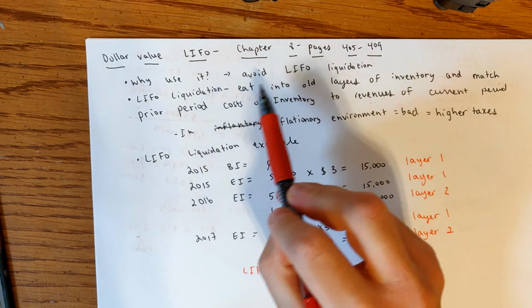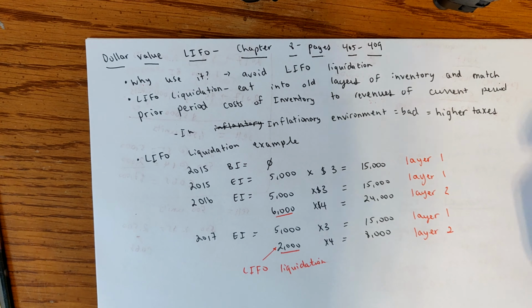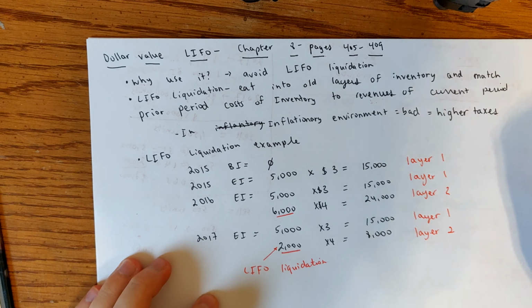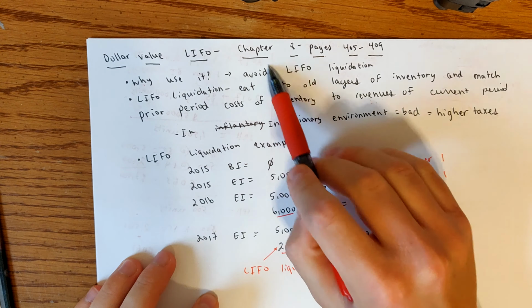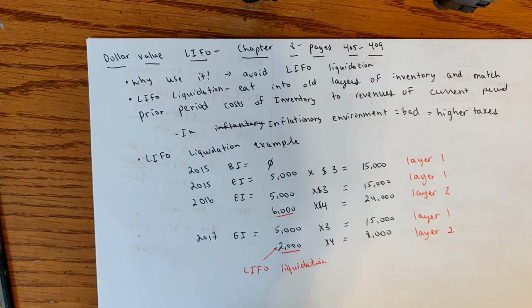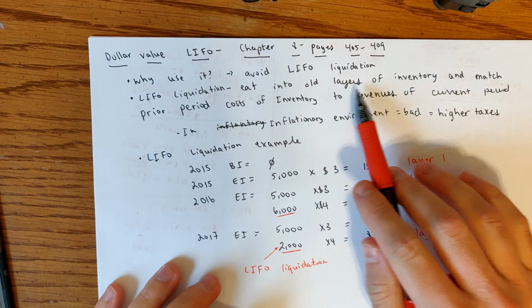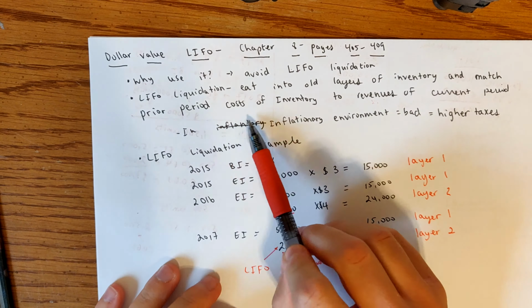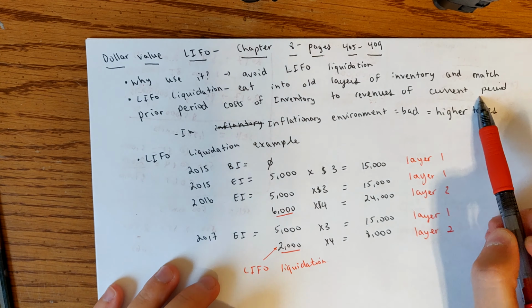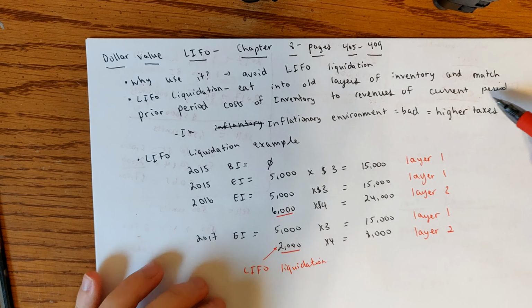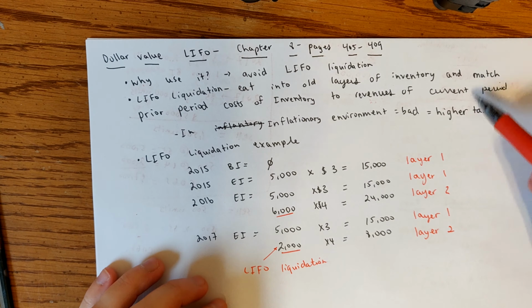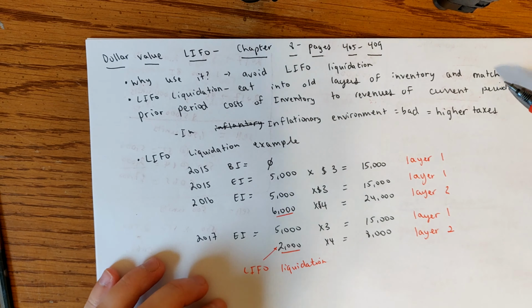So the first thing is, why would we use dollar value LIFO? It's more complex than regular LIFO, so we have to have a justification for using it. The main reason is that we can avoid a LIFO liquidation. What is a LIFO liquidation? It's where you eat into old layers of inventory and match prior period inventory costs to revenues of the current period. It may not make a ton of sense now, but we're going to go through an example in a minute to see how this affects us.